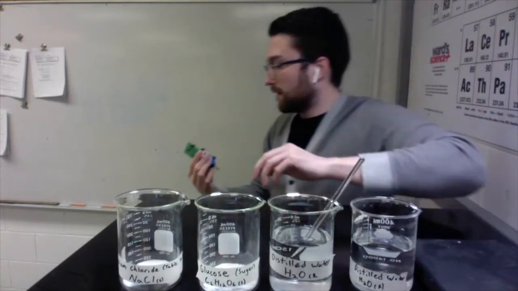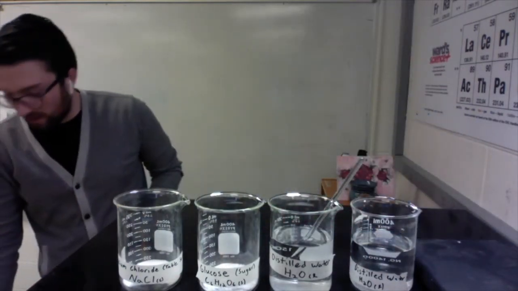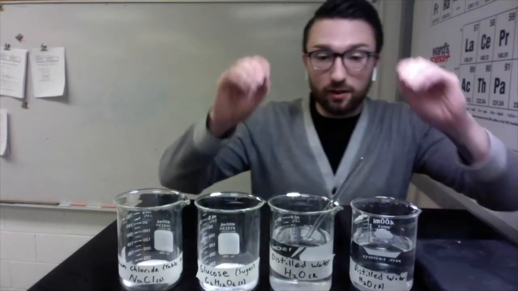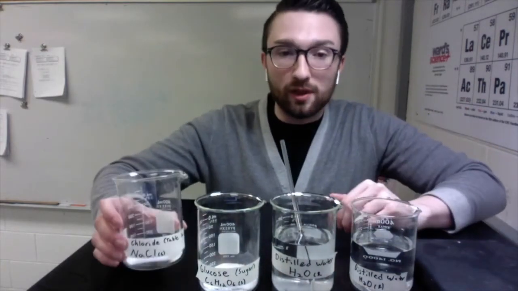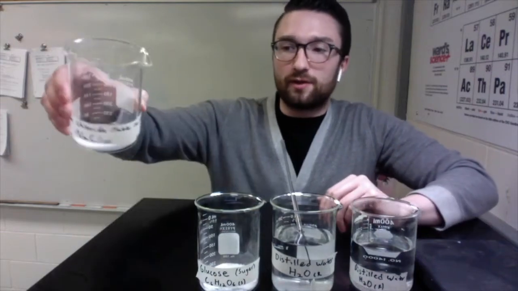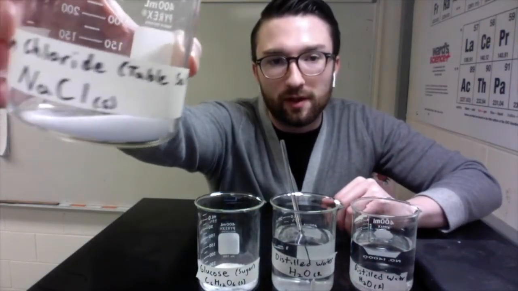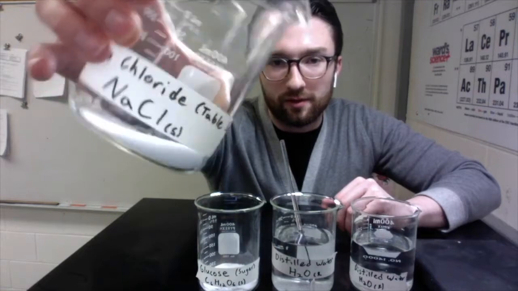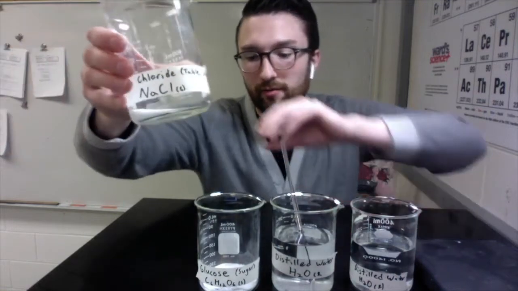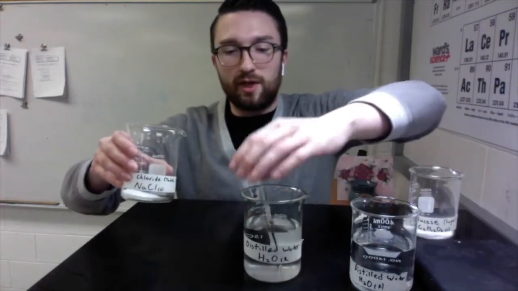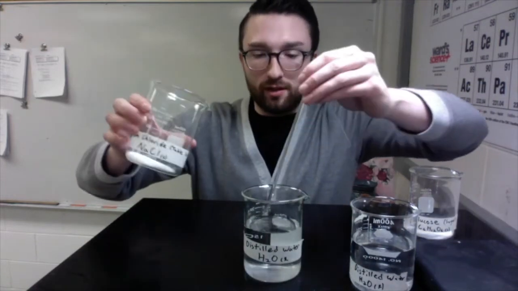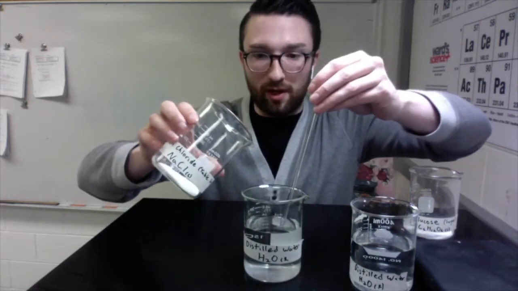But what if we make a solution? So remember, what are the 2 parts for a solution? You have to add a solute to a solvent. So we're going to use sodium chloride, table salt. Just regular old table salt. You've got this in your cupboard at home. We're going to add some table salt, solute, to our solvent, which is distilled water. You can watch me do it.